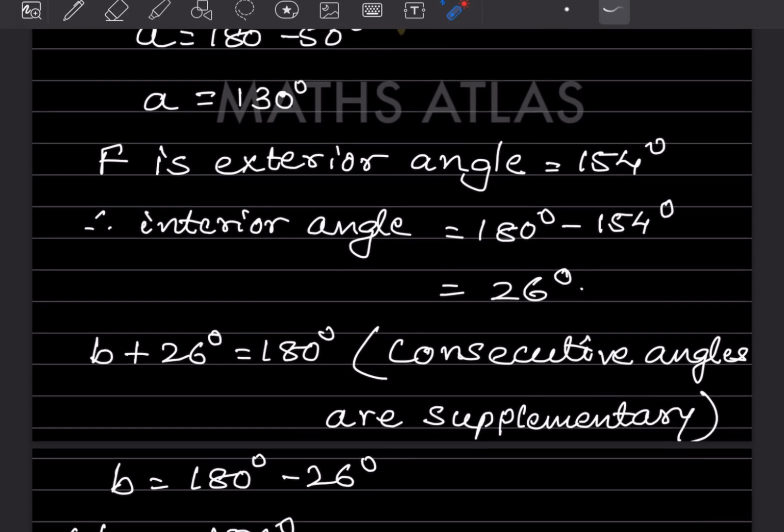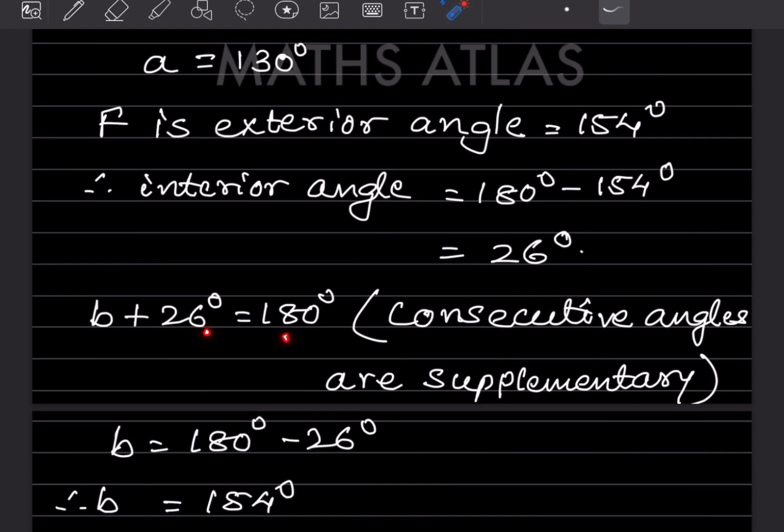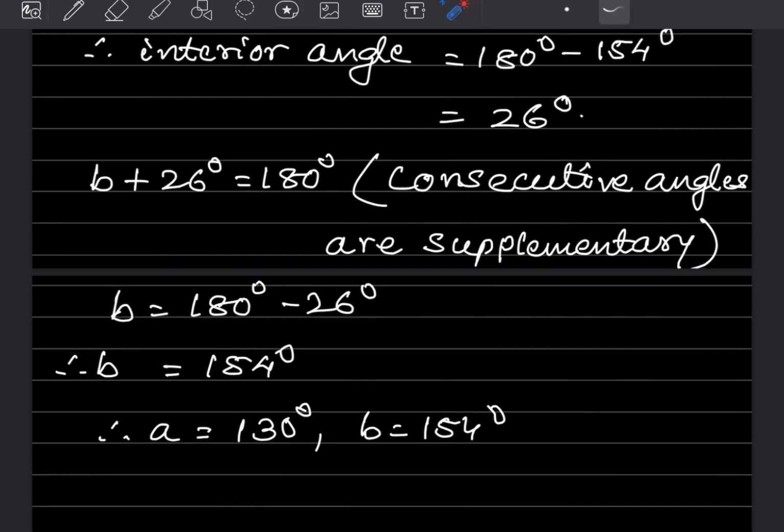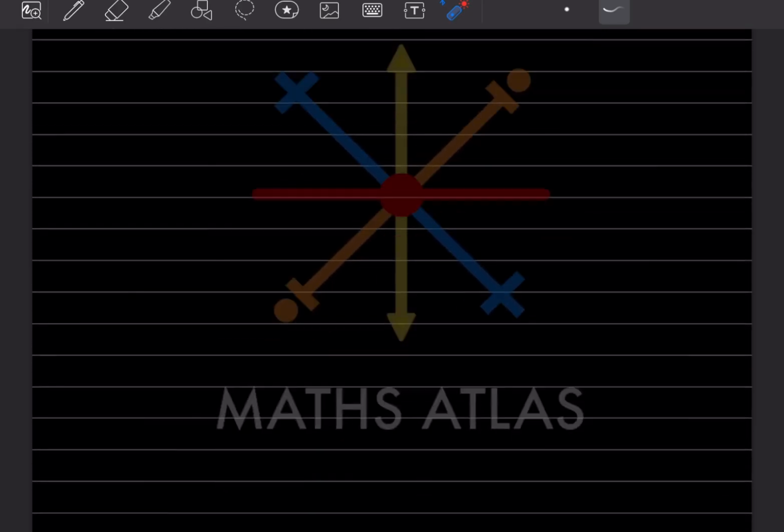So now what we can see from this one, that b plus 26 is 180. Again we can see this and this, because those are consecutive angles, that should be b plus 26 is 180. Consecutive angles are supplementary, so b is going to be 180 minus 26, so b is going to be 154. So a is 130 and b is 154.